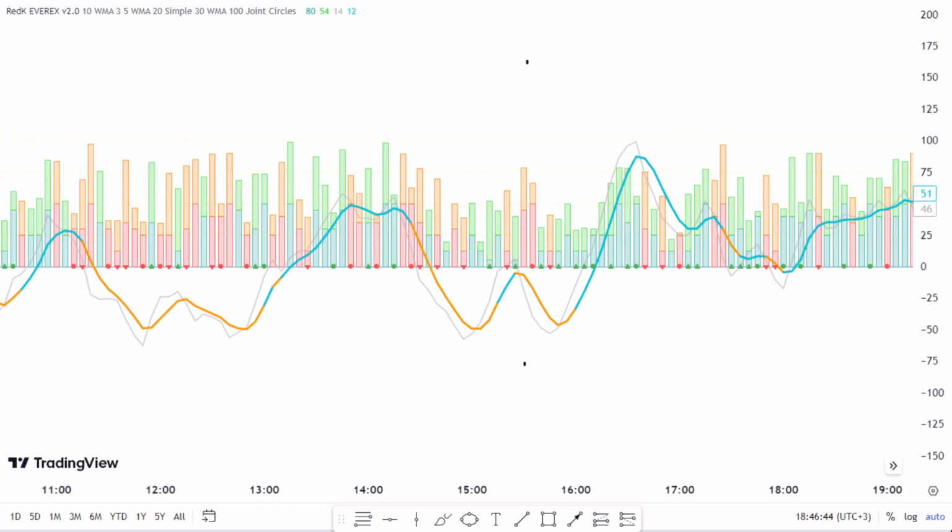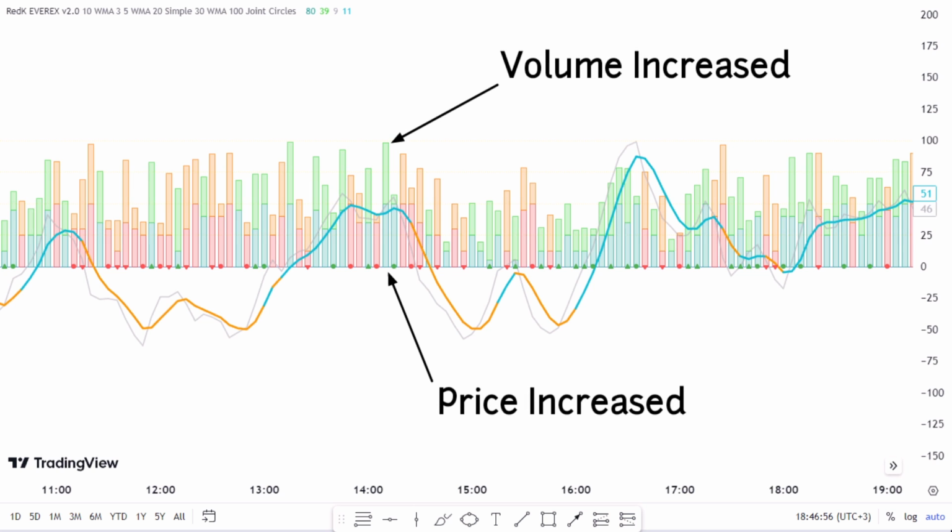VPA uses these two key data points and examines how they influence one another. Here's how the analysis works. The first scenario is when the volume is up and the price is up. This signals that the market is in a bullish phase, as a rise in trading activity pushes price higher. It could indicate a continued uptrend if the high volume persists.